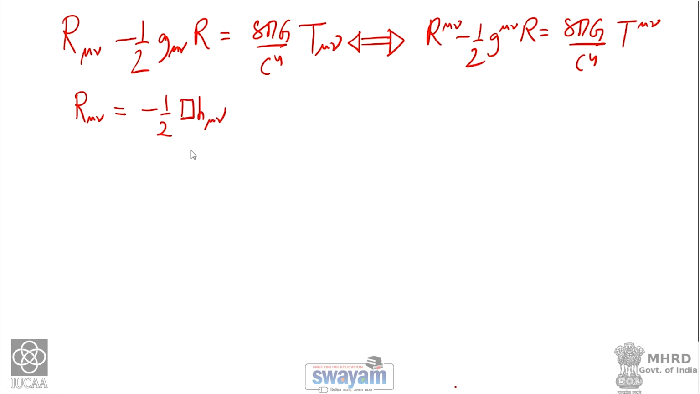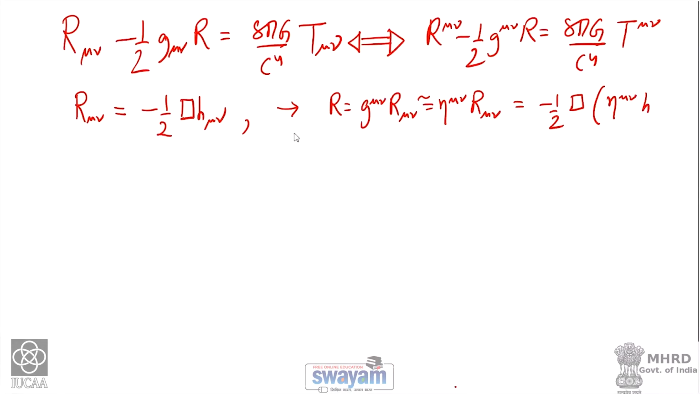Now, we want to substitute it here, and because of this result, we know that R, which is g_{μν} R^{μν}, which is η_{μν} in this case, R^{μν} will be simply equal to minus half box of η_{μν} h^{μν}, but box of η_{μν} h^{μν} is a trace, which is minus half box of the trace h, and hence our Einstein equation becomes R_{μν}.